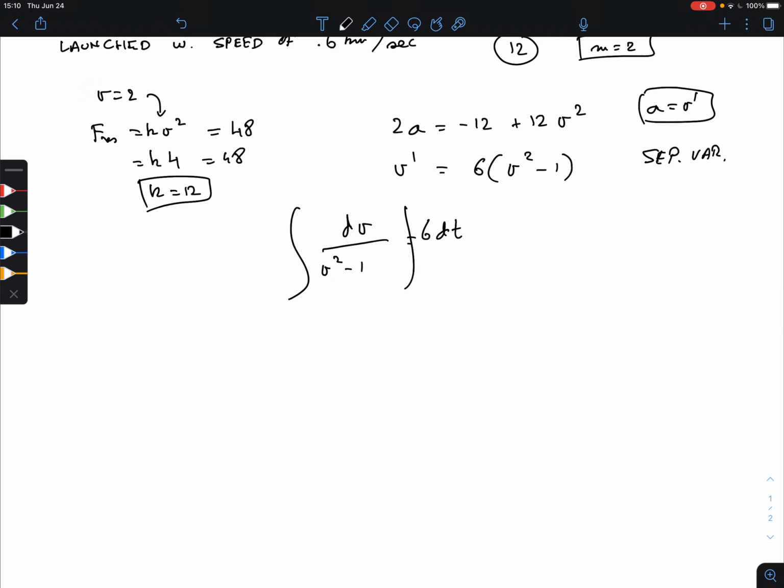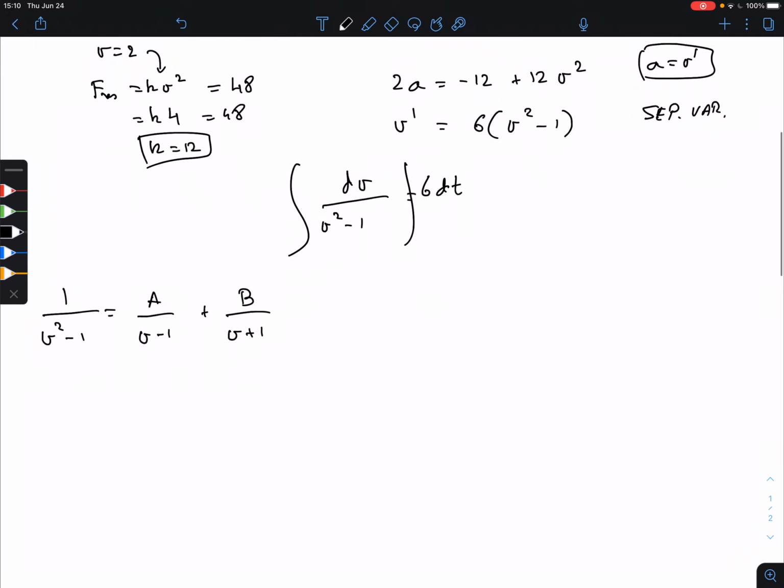So we need a partial fraction of that: 1 over v squared minus 1 is a over v minus 1 plus b over v plus 1. And we can calculate this very easily now using Heaviside, right? v squared minus 1, oh, sorry.